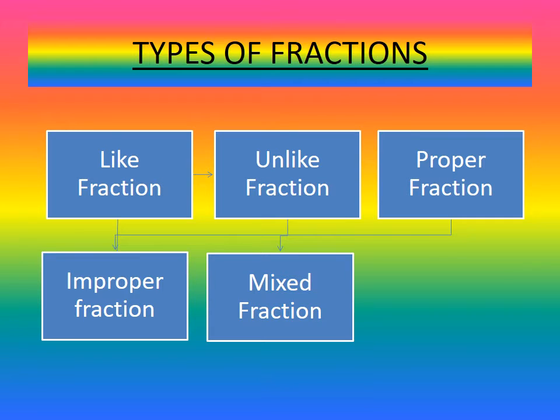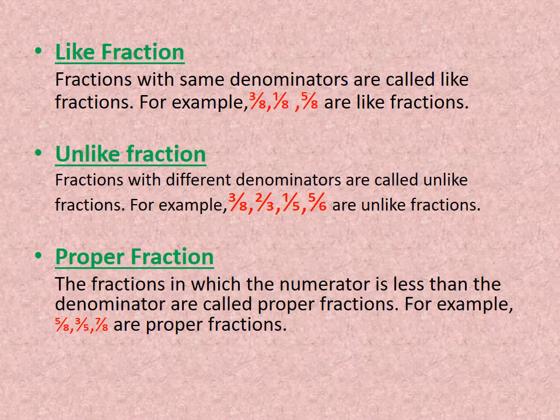Let us learn about different types of fractions: like fraction, unlike fraction, proper fraction, improper fraction, and mixed fraction. Let us learn in detail. First, like fraction. Fractions with same denominators are called like fractions. Unlike fraction: fractions with different denominators are called unlike fractions.